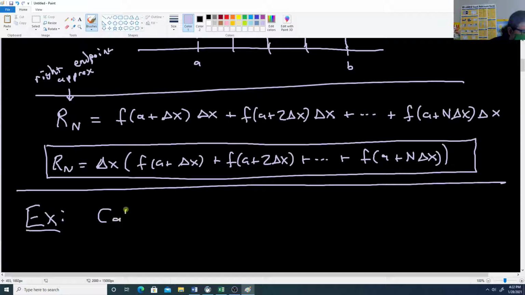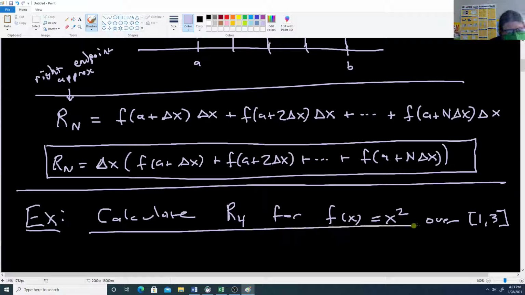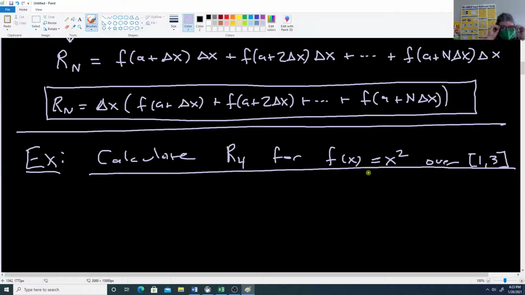So for this example, we want to calculate R4, so we want 4 subintervals, meaning we want to use 4 rectangles, for f of x equals x squared over the interval 1 to 3. What we've got to do is, first of all, figure out what delta x is. So to get delta x, that's the width of the rectangles.